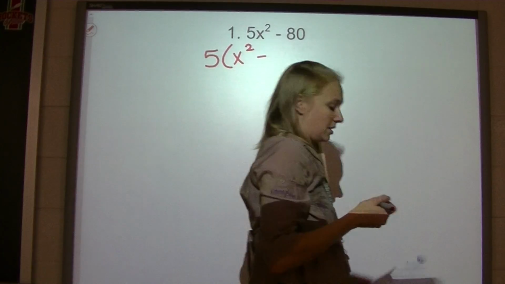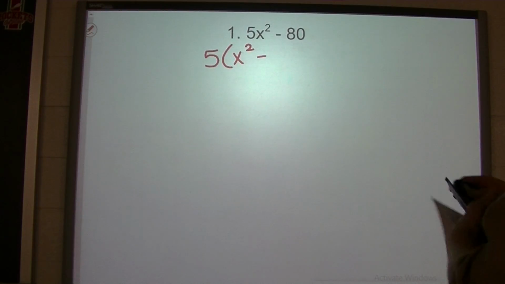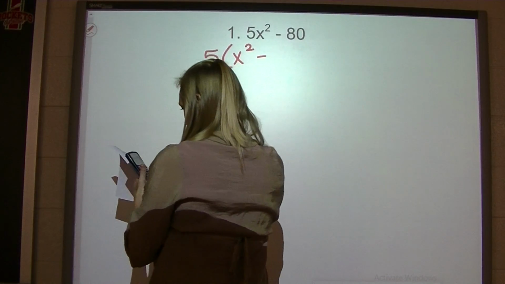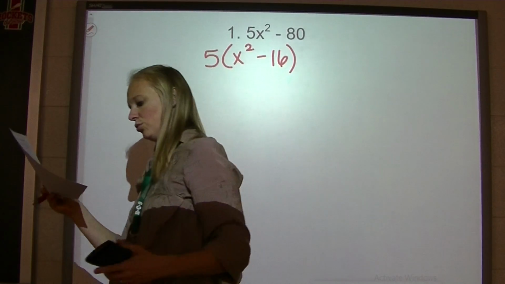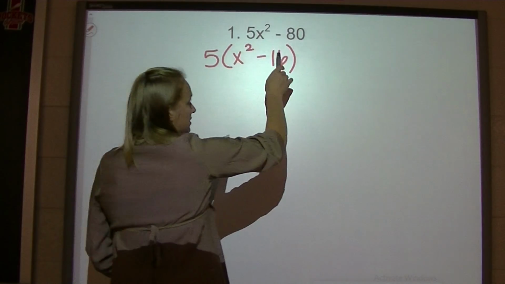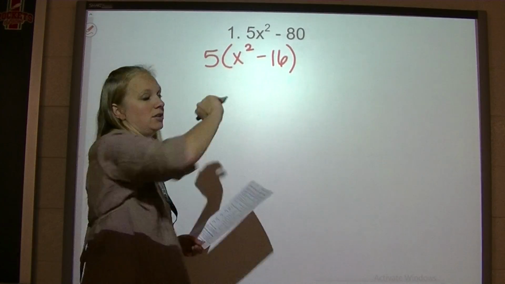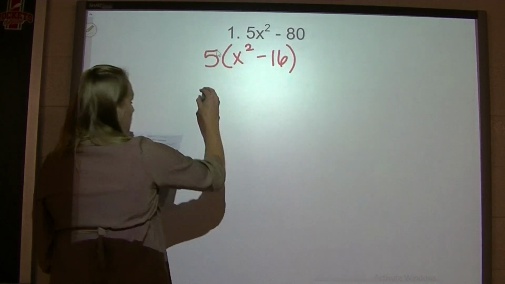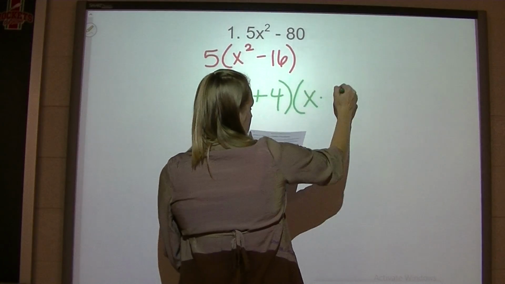80 divided by 5 is 16, I believe. Yes, 16. Okay, so then question 2, is there a difference of squares? So that is, is this first term a squared term and is the second term a square number? And yes, they actually both happen to be. Now, if this was a plus sign, no, because it's a difference of squares. Difference means minus. So yes, it is a difference of squares, so we can write it as 5x plus 4 and x minus 4.